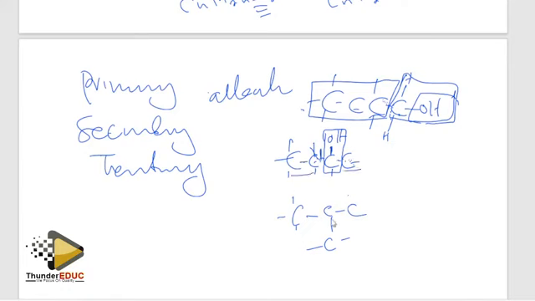Then the tertiary alkyl: the carbon atom with a functional group is attached to other 3 carbon atoms. Please, you have to know that. You have to know that.